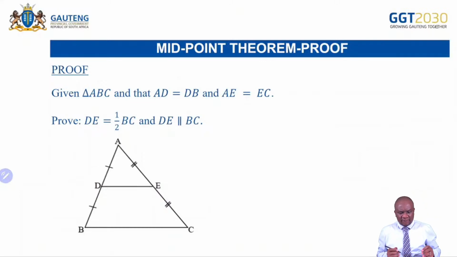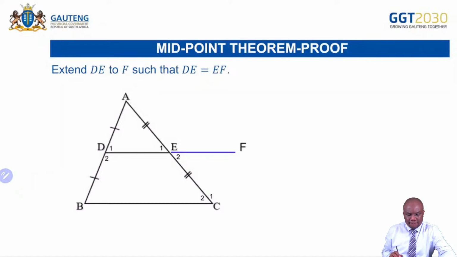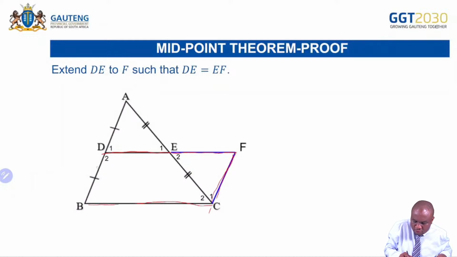Let me show you the construction. You extend your line that is joining the midpoints. So in this case, you extend your DE. Construct a line segment that is equal to DE, and then you can name it, like we name it F. So DE and EF must be equal due to construction. And then you join like this, and you've created a quadrilateral. I don't want to say a parallelogram now because we haven't proved that. That's the first thing you do.